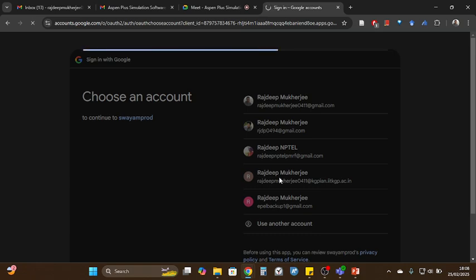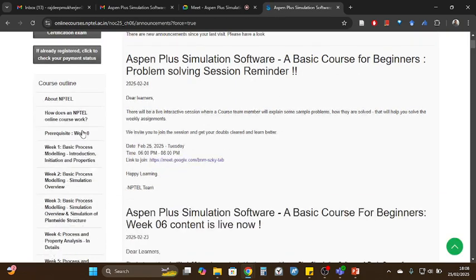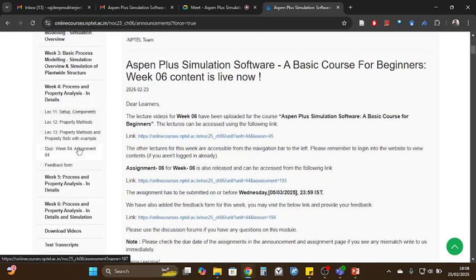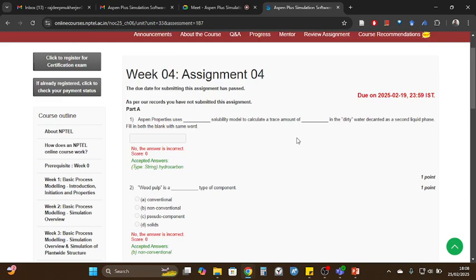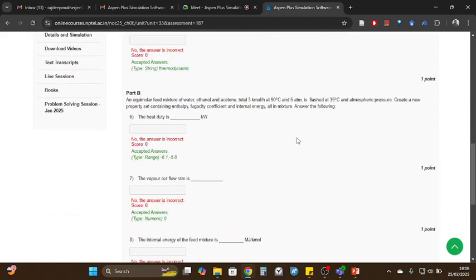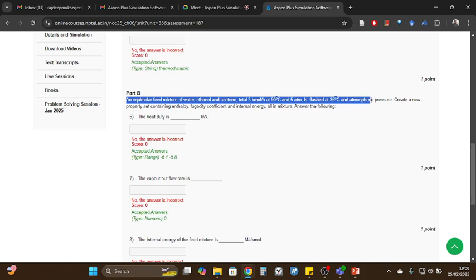Then let me see if I can get hold of the question. Week 4. Okay, which question is this? Question number? This is Part one, B. Part B. An equimolar feed mixture of water, ethanol, and acetone, total 3 kilomole per hour at 90 degrees Celsius and 5 atm, is flashed at 35 degrees Celsius and atmospheric pressure. Create a new property set containing enthalpy, fugacity coefficient, and internal energy, all in mixture, and answer the following.